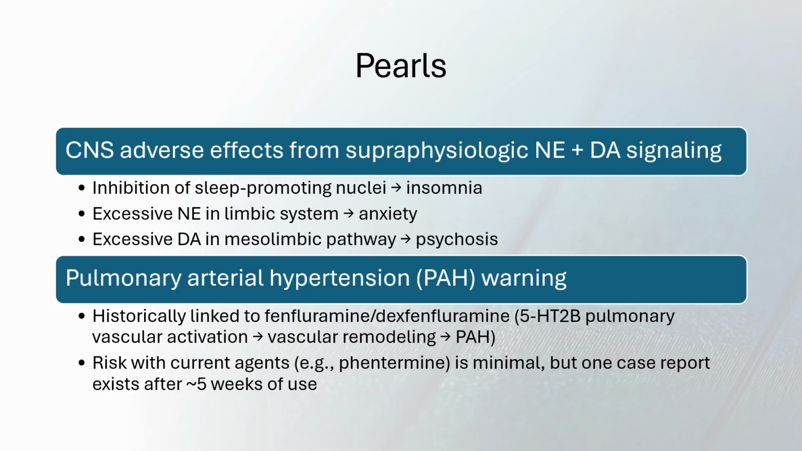One of the adverse effects for phentermine includes primary pulmonary hypertension. The association of pulmonary arterial hypertension as an adverse effect is mostly due to use of medications that have been withdrawn from the market, which include fenfluramine and dexfenfluramine, which was caused by significant activation of 5-HT2B receptors in the lungs, leading to progressive remodeling in the pulmonary vasculature, resulting in pulmonary arterial hypertension. The risk is minimal for currently prescribed medications like phentermine, but apparently there has been at least one case report after the use of phentermine for 5 weeks.